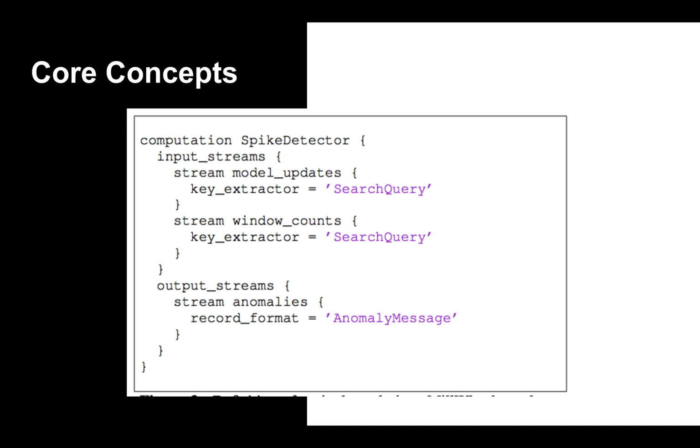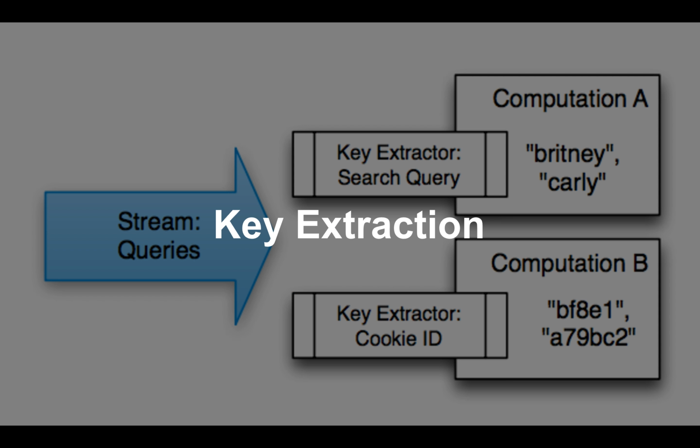So here are some core concepts of the MillWheel framework. And here we can see a configuration of a node, right? So as we saw here, this might be node A, our configuration. And then here, instead of A, it's called spike detector. So you can see that we have two input streams and we have one output stream. And here's a way to identify the key extractor and the record format, which is basically just a way to serialize and deserialize your data. Okay.